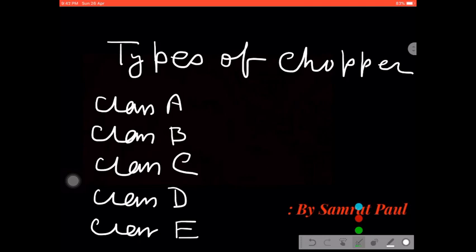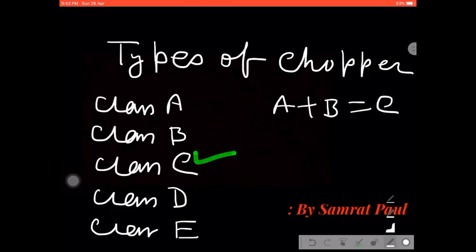the choppers. Means Class A, Class B, and summation of Class A plus Class B, which will give you Class C chopper, and the D chopper, that is opposite of Class C, okay, and the circuit summation of the Class C plus Class D, which will give you Class E chopper.